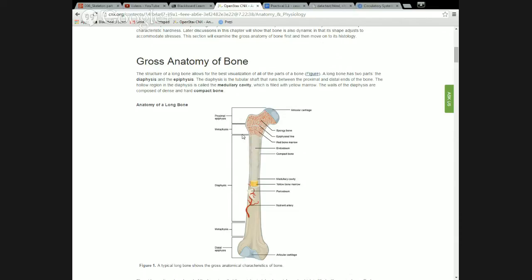It's called the metaphysis, which is not a terribly common term, but it's just the transition from the shaft of the bone to the head of the bone, okay, where it tapers out to be wider for the head. And also that's where the growth plate was located.